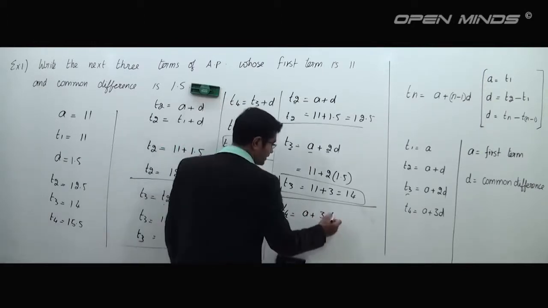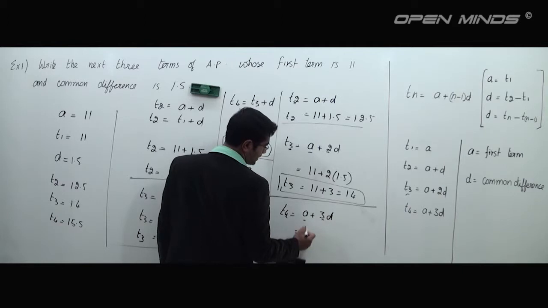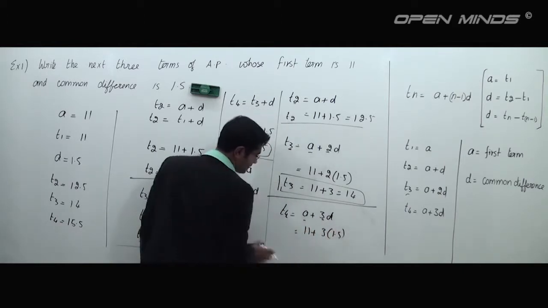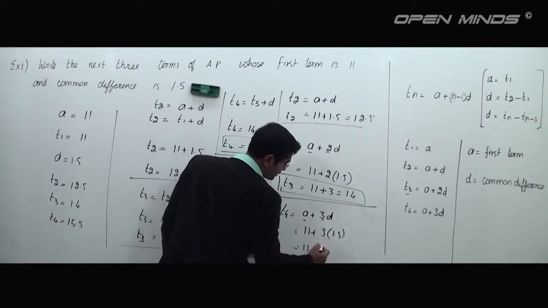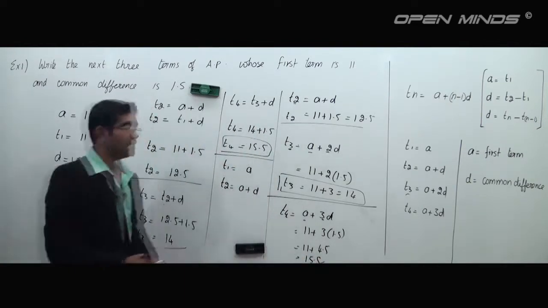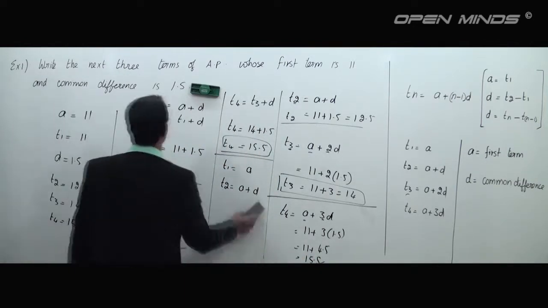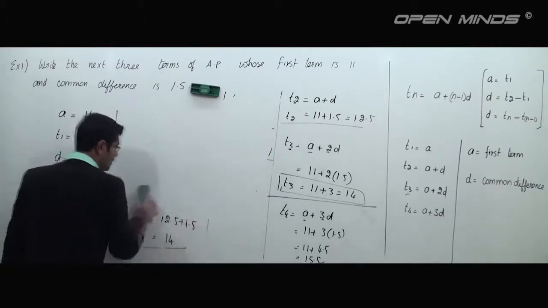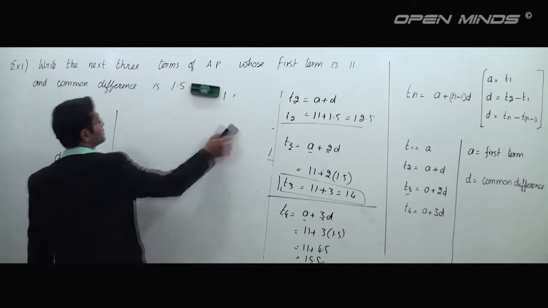Alright, so we understand this. What is a? a is simply 11 plus, this is 3 times 1.5. What do you get? You get 11 plus, I can write 4.5, which is like 15.5. That's all about it. If not these two ways, there's another way of doing it. Simple as that. Let's try that way also. Let's know how all possible ways we can solve this problem.